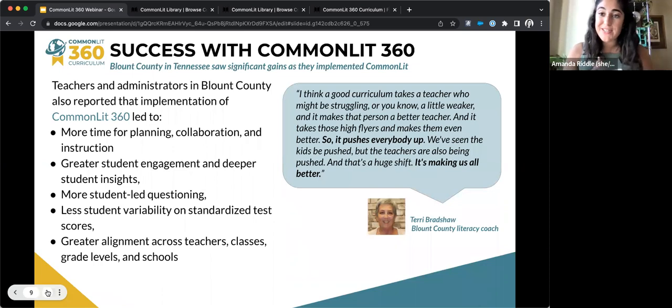And while the data is really impressive, I also like to emphasize how the teachers and admins and students feel being a 360 school, a 360 district. Teachers and administrators feel that there's way more time for planning and collaboration. There's greater student engagement and deeper insights in the classroom with using 360. And there's far more alignment across teachers, classes, grade levels, and schools when you use 360 units.